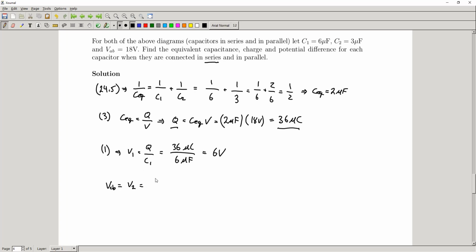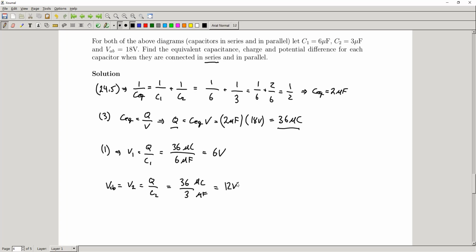So V2 is going to end up being just Q over C2, and this is again just going to be 36 over 3. It'll be microcoulombs over microfarads, and this is going to end up giving us 12 volts.